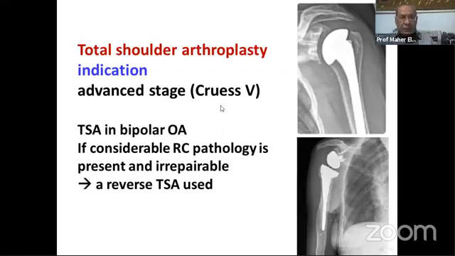Total shoulder arthroplasty is indicated in advanced stage, Ficat 5, total shoulder arthroplasty in bipolar osteoarthritis, and if considerable rotator cuff pathology is present and irreparable, then shift to a reverse total shoulder arthroplasty.